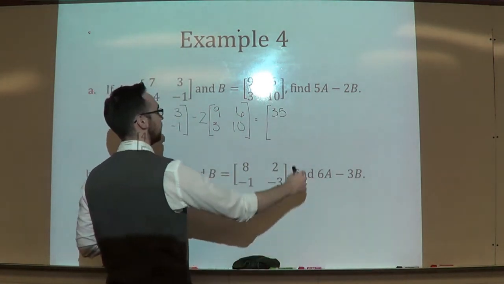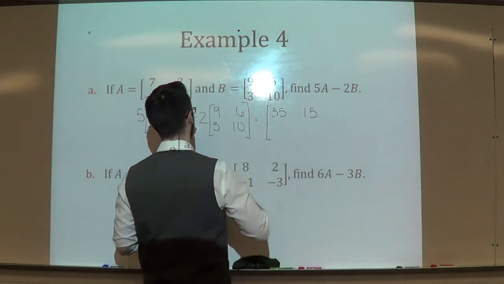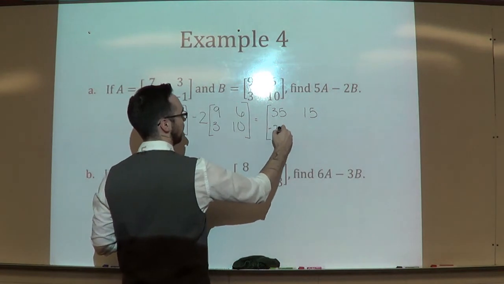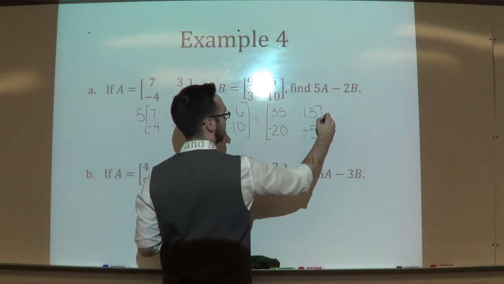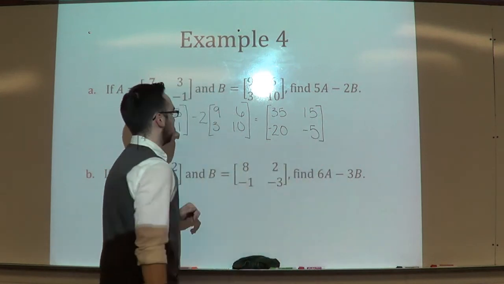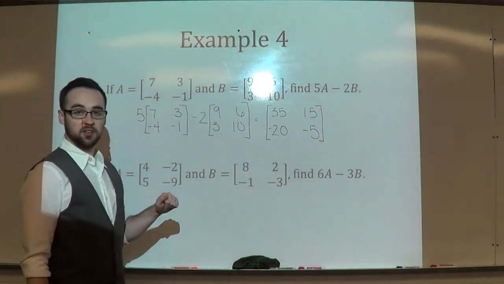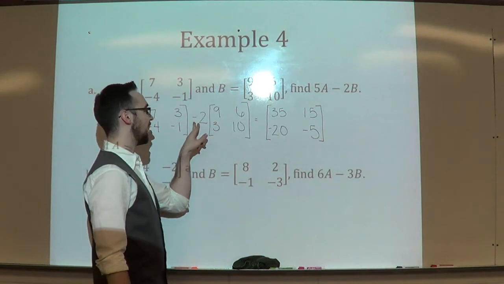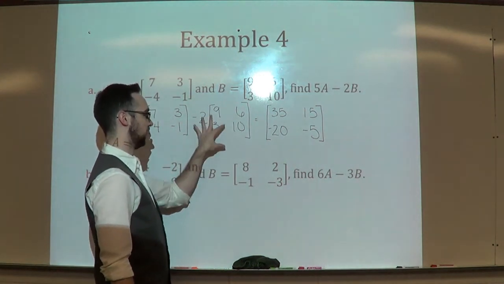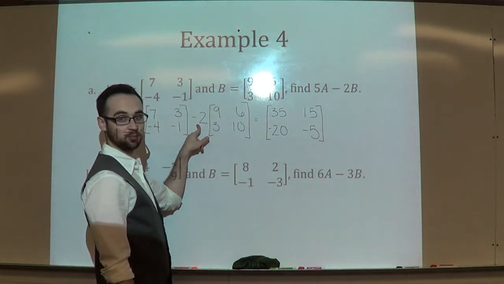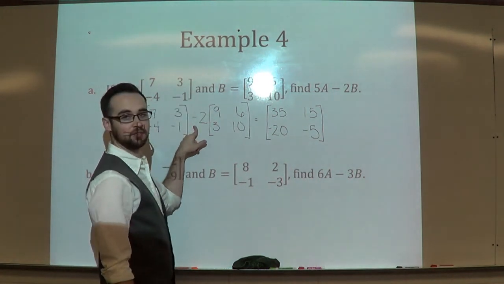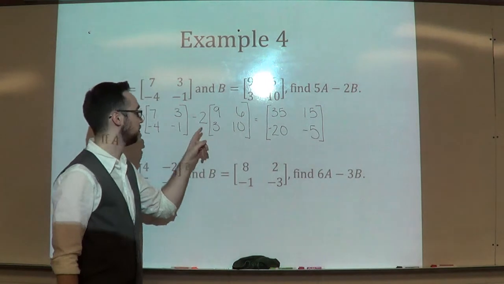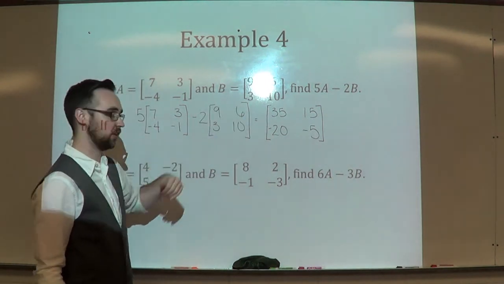So we get 35, 15, negative 20, and negative 5. Here's where you have a couple of different options. We can do negative 2 times all of these things, and then this turns into an addition problem. Or we can do a positive 2 and keep the negative out front. I usually choose the former, do the negative 2 times everything, and then turn it into an addition problem.